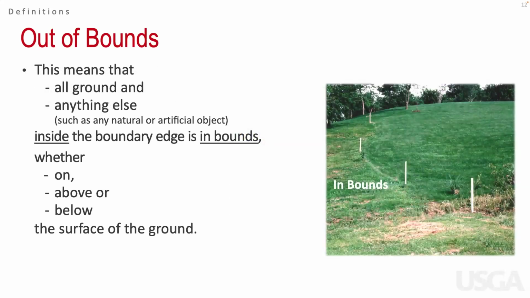So what this means is that all the ground and anything else inside the boundary edge is going to be in bounds. So whether it's on, above, or below the surface of the ground. So you can think of it as just continuing from the sky all the way through the ground and below the ground.